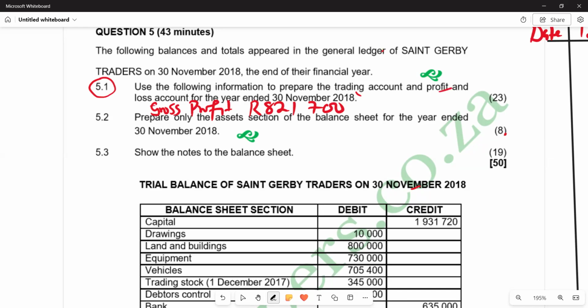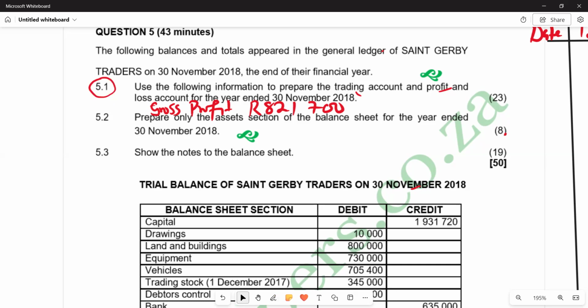In the previous video, we prepared the trading account, and we got a gross profit of 821,700. So we're just going to carry this figure into the profit and loss account. Remember, if it's a gross profit, we are supposed to credit it in the profit and loss account. But if it's a gross loss, it goes on the debit side of the profit and loss account. So this is what we have.